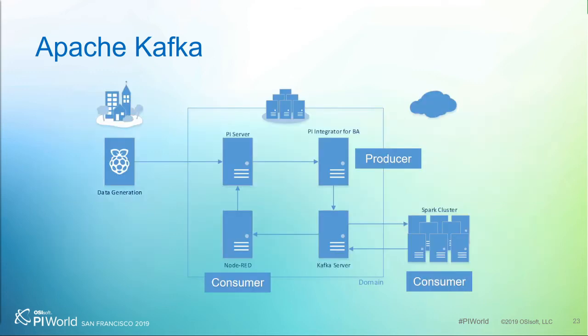And going back to our architecture, I mentioned producers and consumers just to give a better understanding here. Our PI Integrator for business analytics is a producer. It's sending data to Kafka. The Spark cluster that's later going to consume this data is a consumer. In the same way, the NodeRED, another server that we're going to talk about soon, will also be a consumer, getting data back from Kafka and sending it to PI. So let's see Kafka in action.